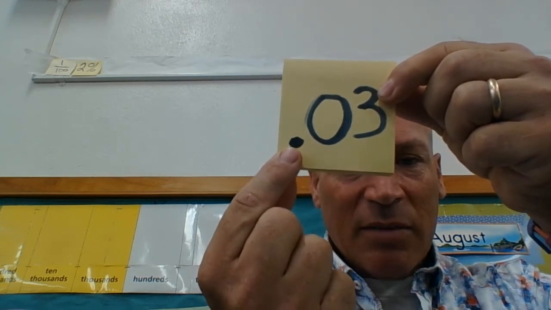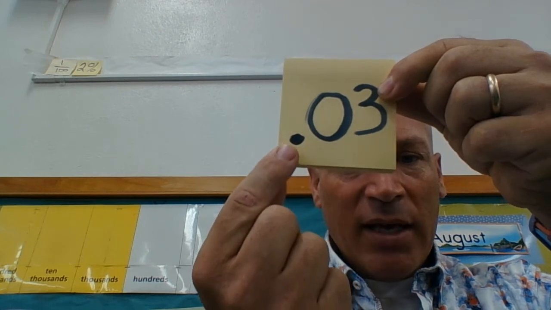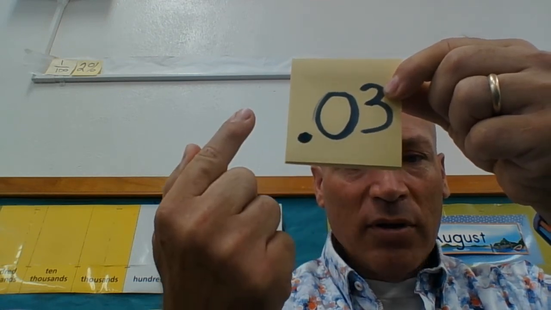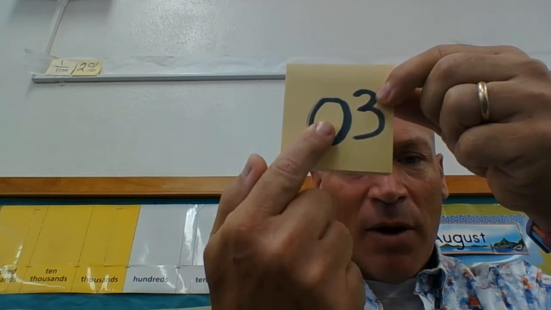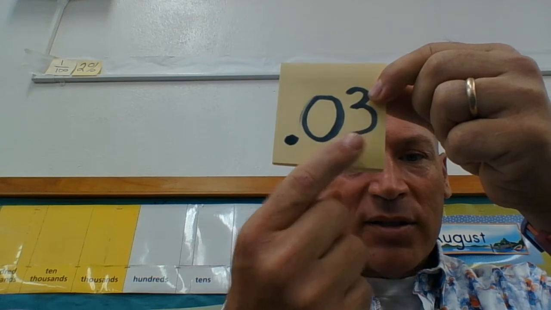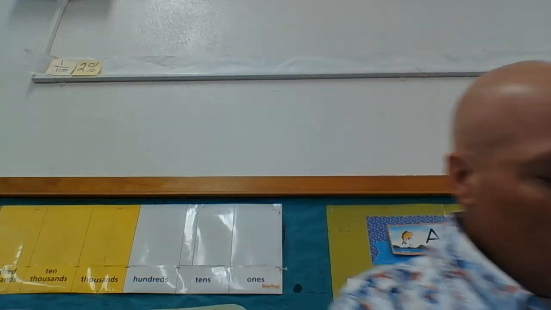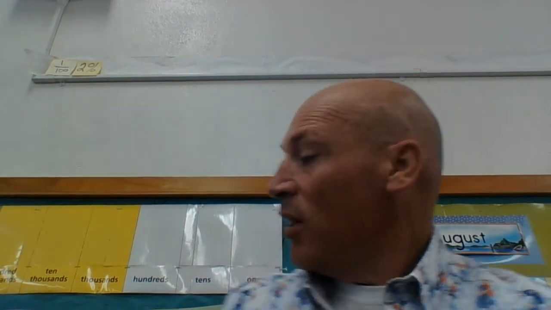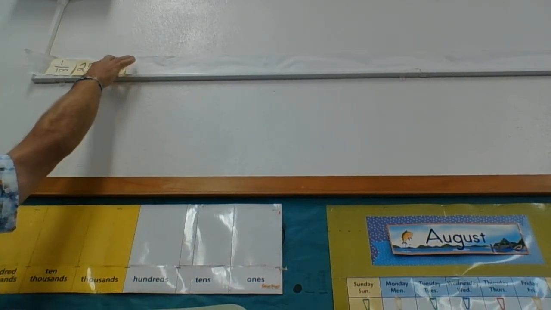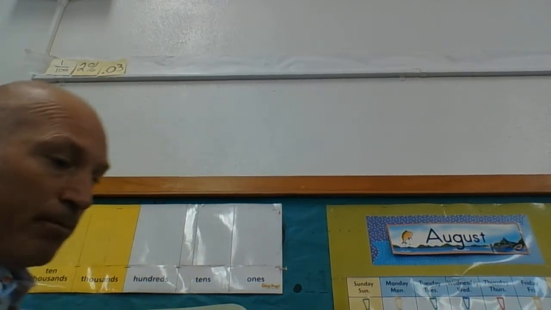Now here is our decimal point, and the decimal point is the symbol that separates whole numbers from parts of numbers. So right here we have 3 parts out of 100. And I will put this up here on our ticker for our third day of school.